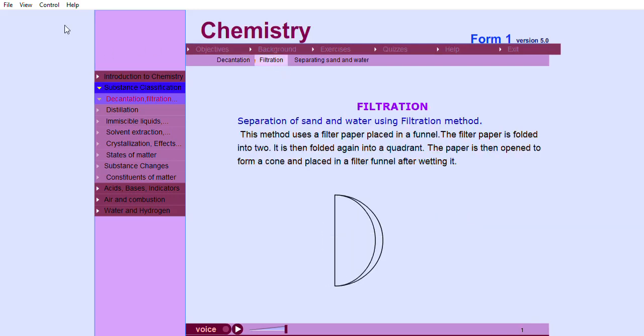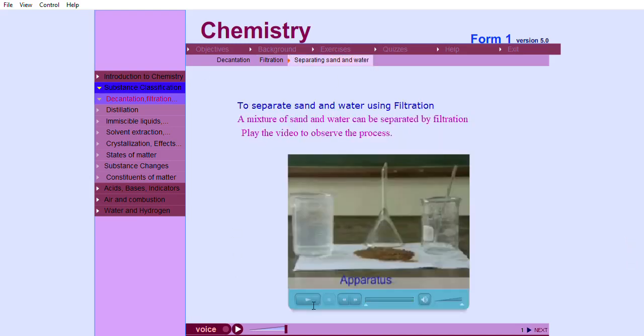Sand and water can also be separated by filtration. A filter paper is folded first into a semicircle, then into a quarter. The solid remains on the filter paper while the water passes through the filter paper.